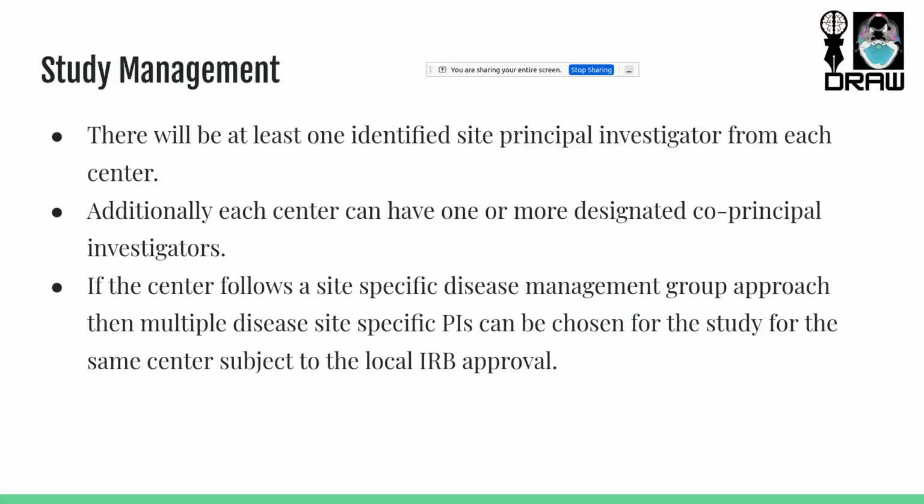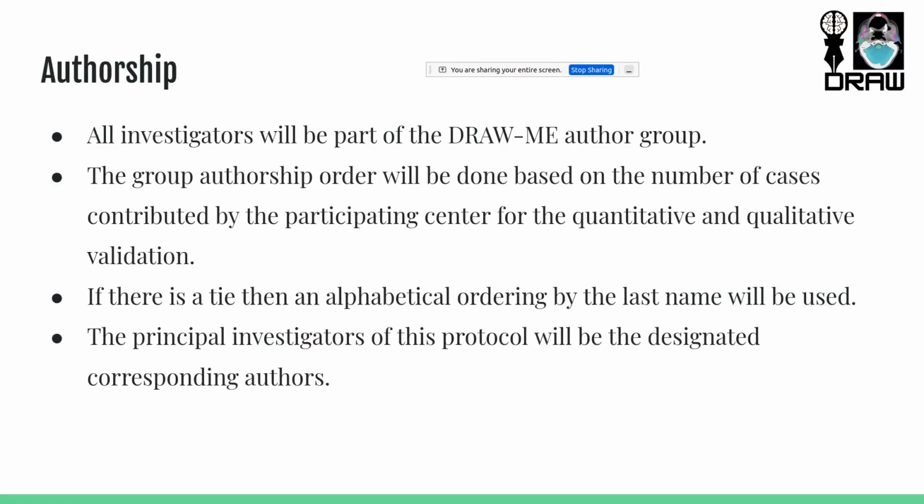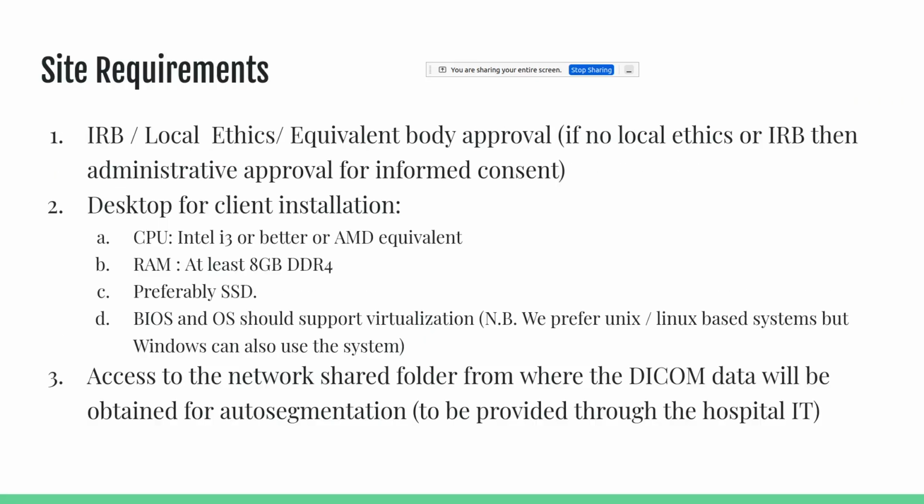The study management team will be formed by at least one site principal investigator from each center. If you have more, we would be very happy to accommodate. And if you are following a disease management group approach, please have multiple disease-specific PIs, because each PI will need to give us the qualitative feedback. All authors, all investigators will be part of this Draw author group, and the authorship order we will do based on the number of cases contributed by the participating center. If there is a tie, alphabetical ordering. And the principal investigator of the protocol will be designated as the corresponding author.